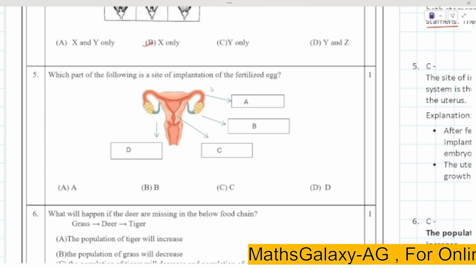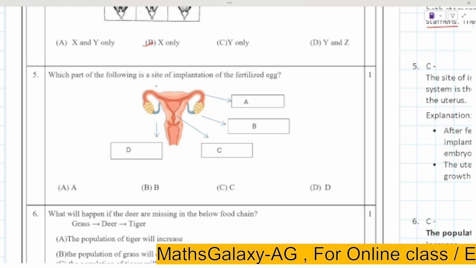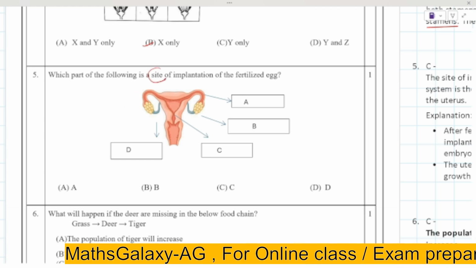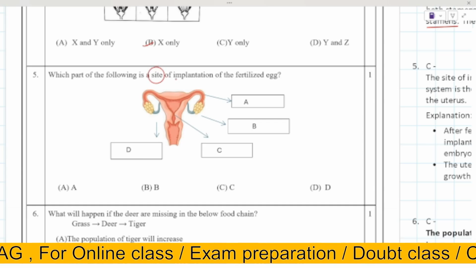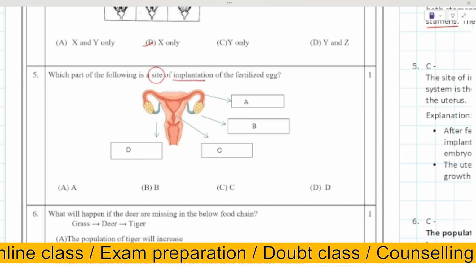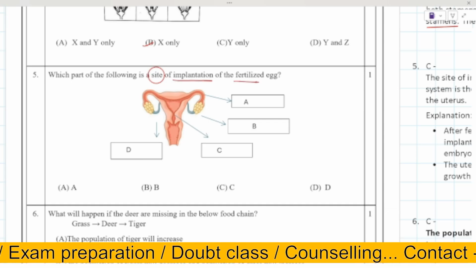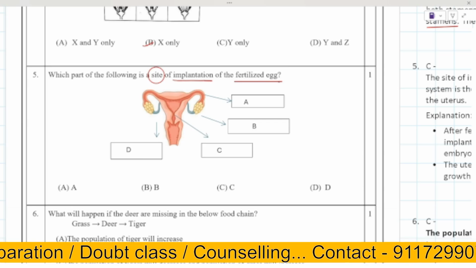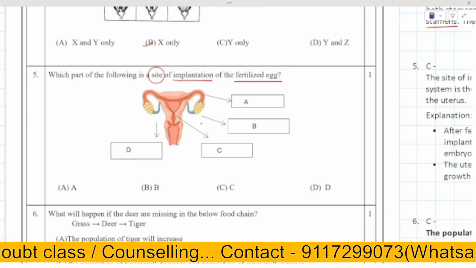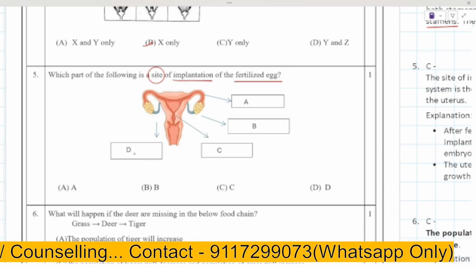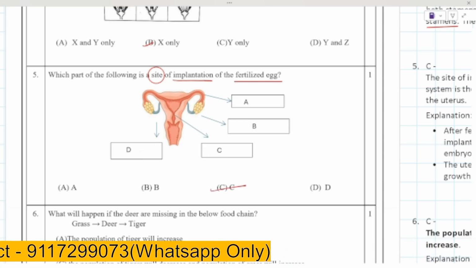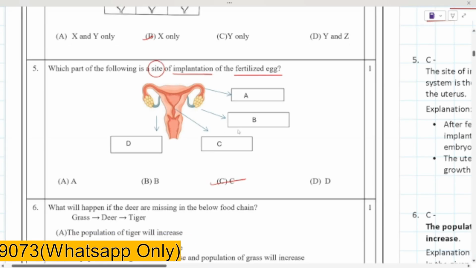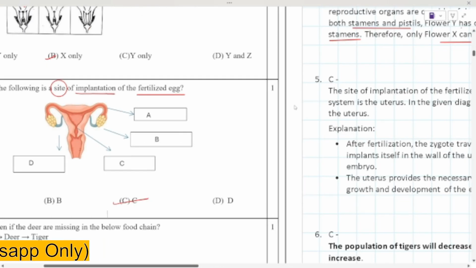Now after that, see here: which part of the flowering is the site? This word you have to count, site. You have to tell about the site, or the place of implantation of the fertilized egg. Can you tell which one it will be? Is it A, B, C or D? C. Very good, isn't it? It will be C. Okay, good. Now let's see the explanation.